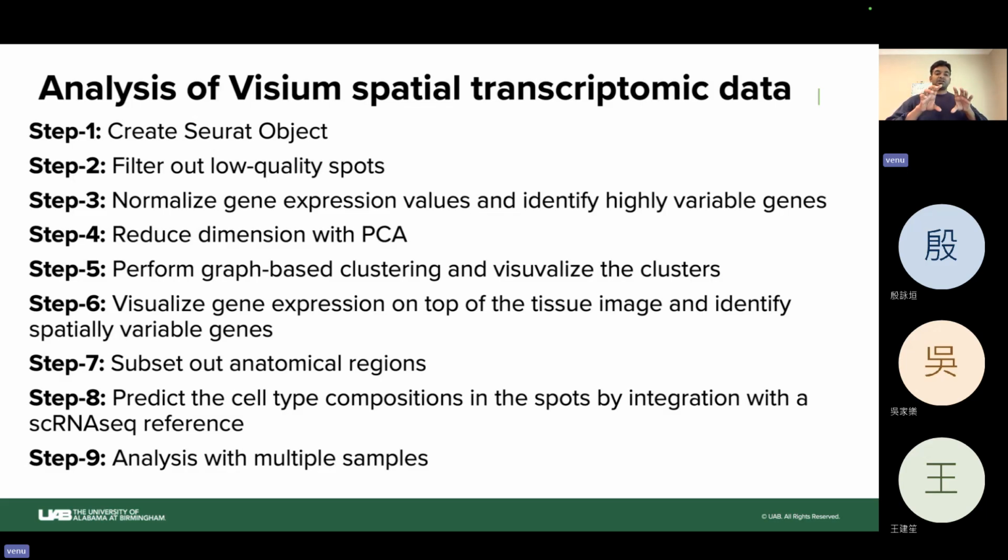We are going to merge all these 22 objects in a later session. In the next section I'll show you that. Right now I'm going to demonstrate only a single sample. Step two is removing the unwanted, low quality spots. Some spots may capture maybe only 10 genes of expression, which is very low. So why are we removing low quality spots?